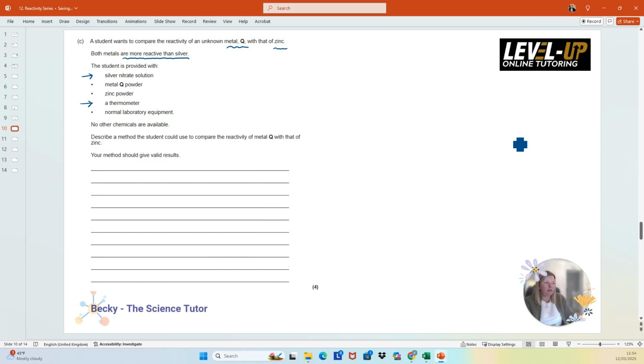Your method should give valid results. A valid result means that we must be able to work out if metal Q is more reactive than zinc, so we can put them in order. Okay, we've got our two metals, we've got our silver nitrate solution, so what are we going to do?